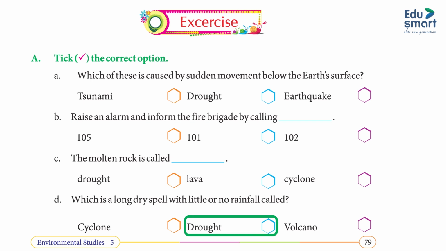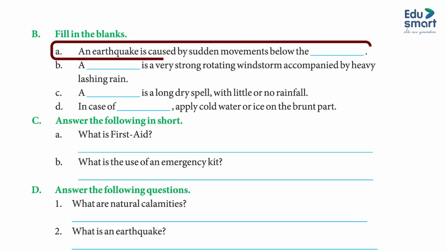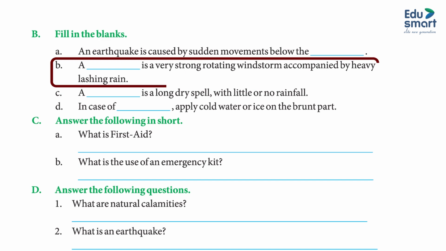Answer: drought. B. Fill in the blanks. A. An earthquake is caused by sudden movements below the dash. Answer: Earth's surface. B. A dash is a very strong rotating windstorm accompanied by heavy lashing rain.